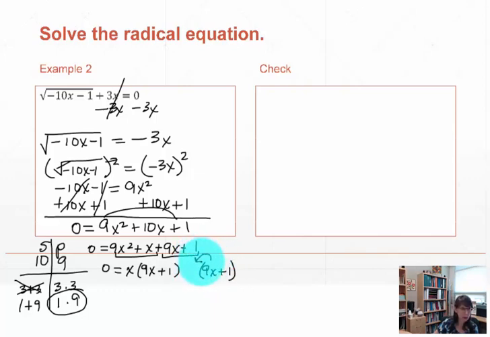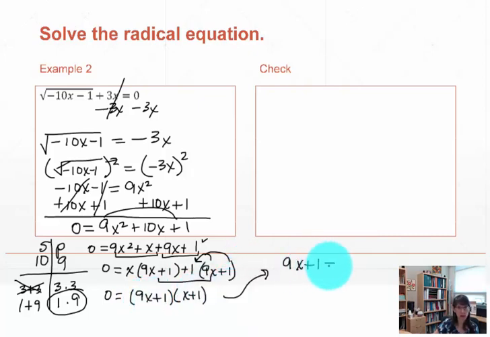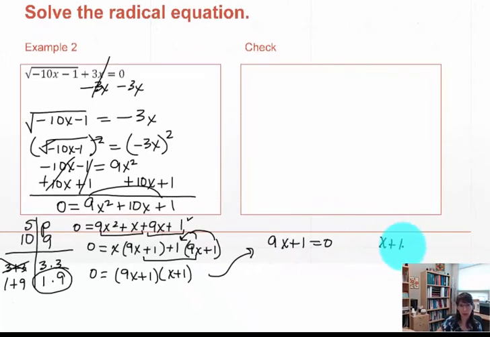So remember, what do we have to multiply 9x by to match this first term? That would be positive 1. Is 1 times 1 a match for the last term? So the way this factors is a common factor of quantity 9x plus 1, and our other factor is x plus 1. In order to solve this, we're going to set each of these factors equal to 0. That means 9x plus 1 is set to 0, and x plus 1 is set equal to 0.